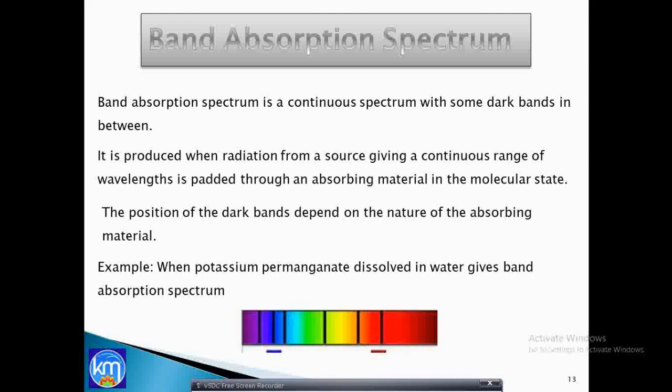Finally, we have the diagram for it. See here, you can see a continuous range of colored background, and we have dark bands instead of lines. Here and there we have some bands, and here we have some more colors in the case of the blue region. Why? Because it is a characteristic of that particular absorbing material. So this is your band absorption spectrum. Hope you have understood this spectrum concept.